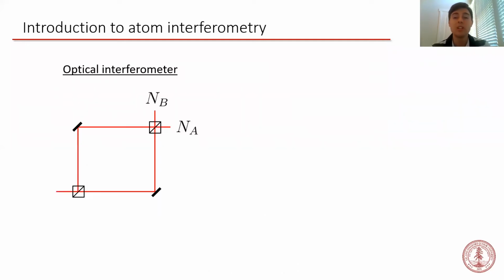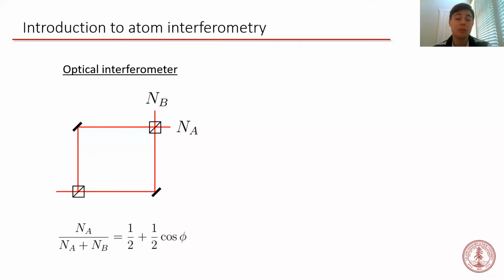Let's begin with an introduction to atom interferometry. For those of you who may be unfamiliar with it, the easiest way to think about atom interferometry is by analogy with optical interferometry. In an optical interferometer, a beam of light is coherently split into two different paths by a beam splitter. The paths are reflected toward one another by mirrors and then recombined on a second beam splitter. Light can exit the interferometer in one of two output ports, and the ratio of the number of photons in each output port is determined by the interferometer phase.